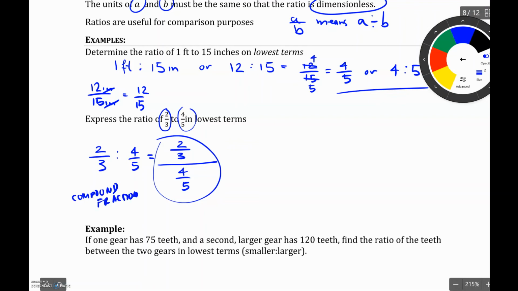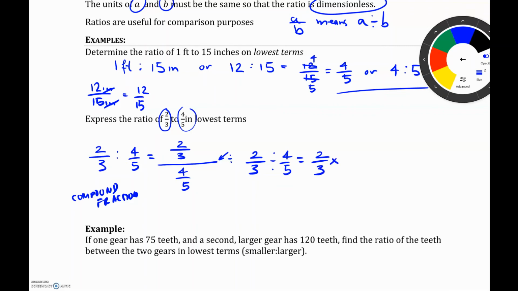It's a fraction divided by a fraction. So if you keep in mind that this bar actually means division, it's going to be the same as 2/3 divided by 4/5. When you have a division, you change it to a multiplication and then multiply by the reciprocal of the fraction, which is 5/4.